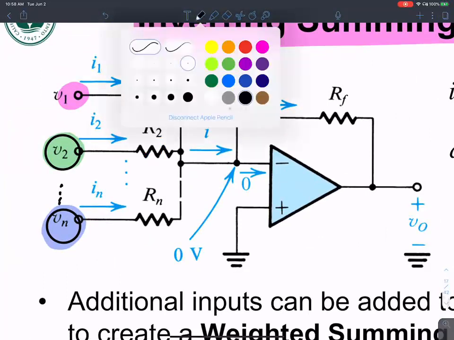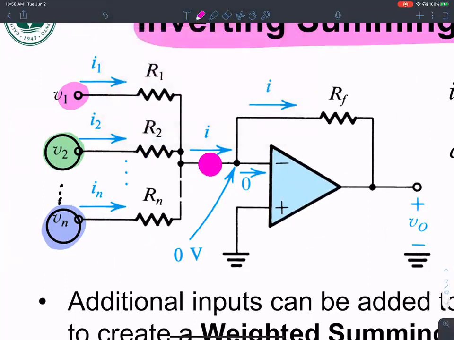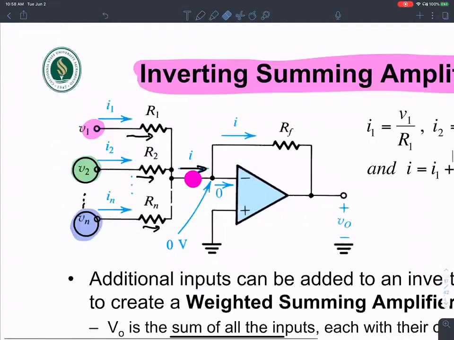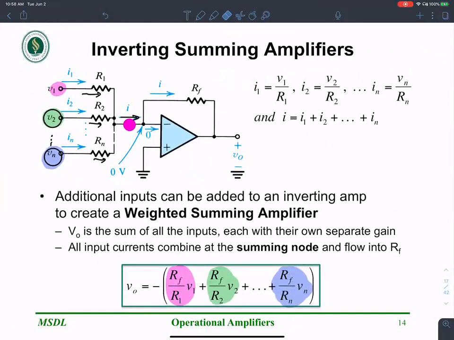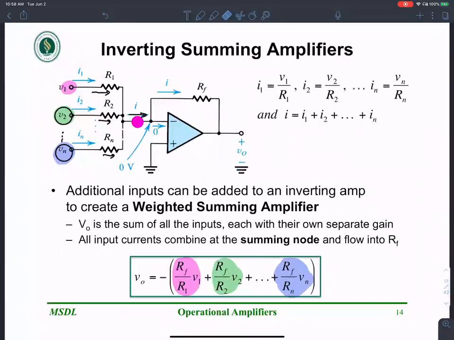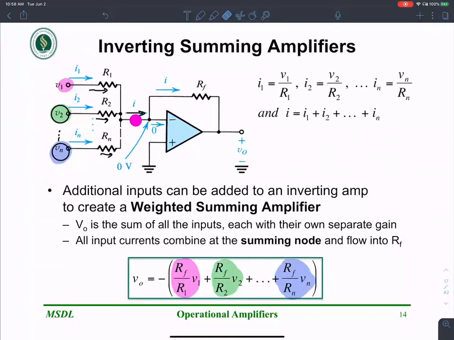if you look at one node, this guy, at that node, all the currents flowing into that node add up here to form I. Then that I is going to be routed through RF, because the amount of current flowing into the op-amp is 0. Does that make sense? So an inverting summing amplifier is simply an extension case of an inverting amplifier. Does that make sense?